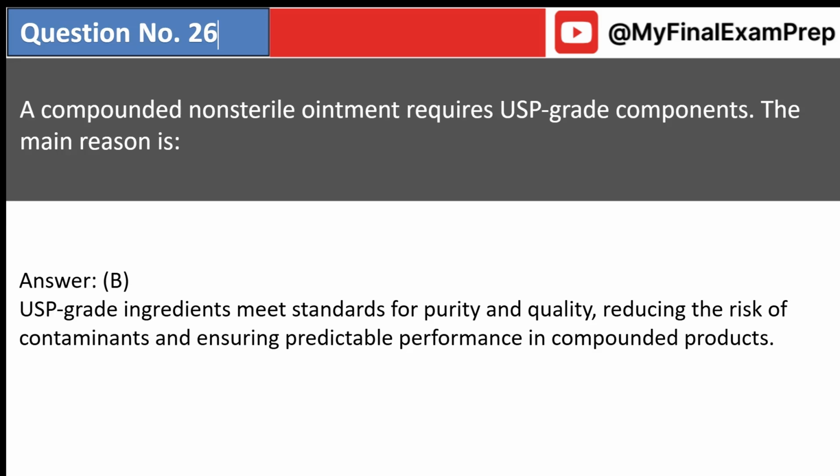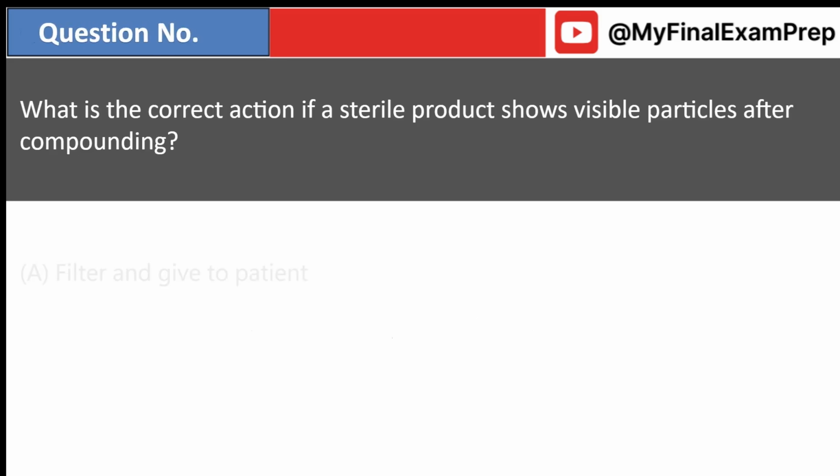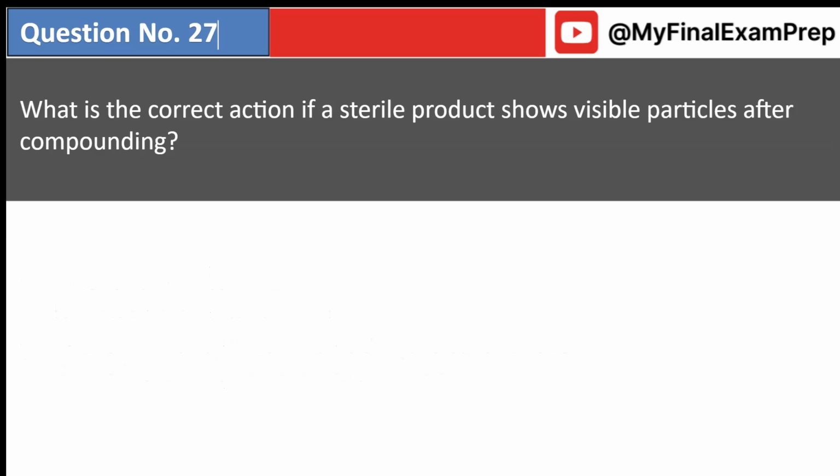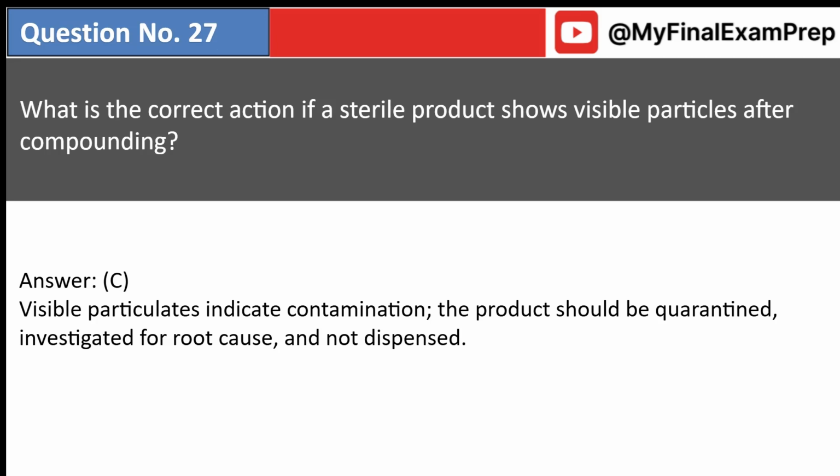What is the correct action if a sterile product shows visible particles after compounding? A. Filter and give to patient. B. Return to stock and relabel. C. Quarantine and investigate, do not release for use. D. Shake vigorously to disperse particles. Answer C. Visible particulates indicate contamination. The product should be quarantined, investigated for root cause, and not dispensed.